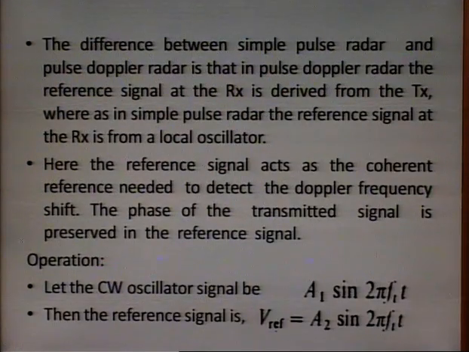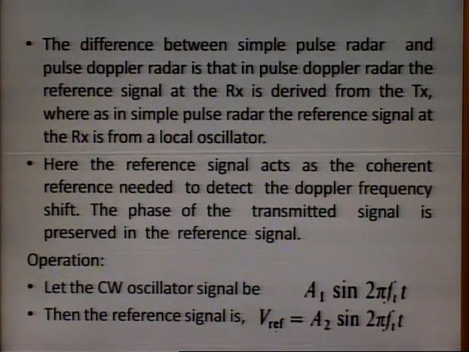The difference between simple pulse radar and pulse Doppler radar is that in pulse Doppler radar, the reference signal at the receiver is derived from the transmitter, whereas in simple pulse radar, the reference signal at the receiver is from a local oscillator. This is one of the basic differences. Second, here the reference signal acts as a coherent reference needed to detect the Doppler frequency shift. The phase of the transmitted signal is preserved in the reference signal. This is called coherent oscillator operation.